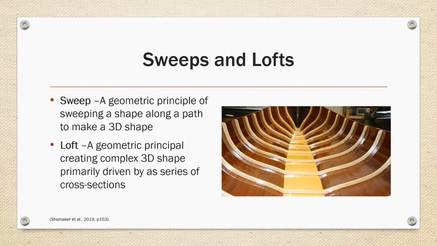A loft is a geometric principle developed originally in the shipbuilding industry for creating complex 3D shapes, primarily driven by a series of cross-sections, which has also been widely adopted by the aircraft industry. Imagine looking at the ribs on the inside of a hull of a boat, like the image on the right. Each rib would represent a cross-section in the loft guiding the shape of the skin material of the hull, which in this case is wood.